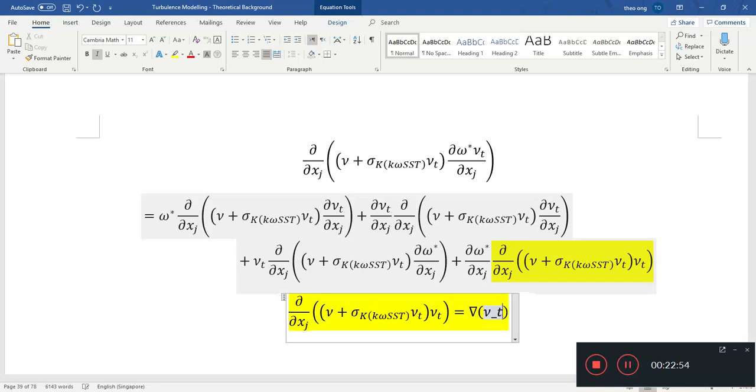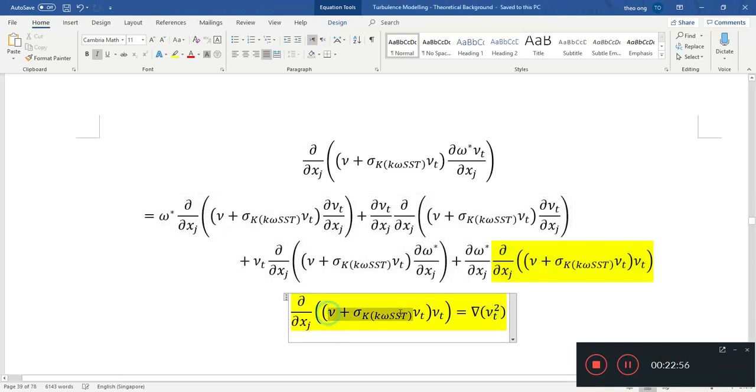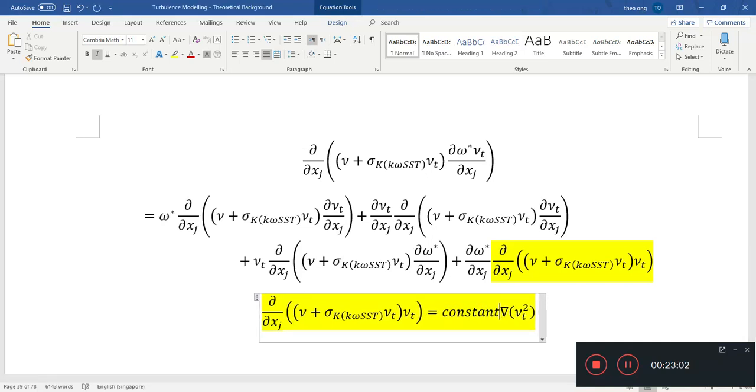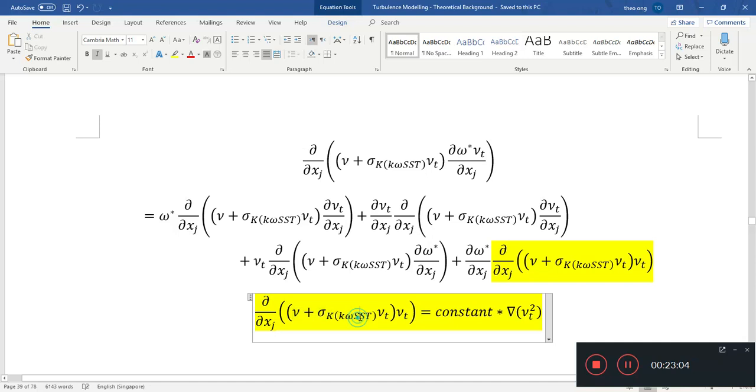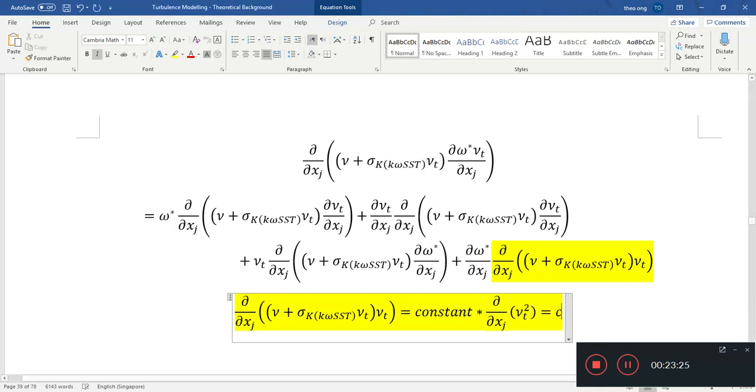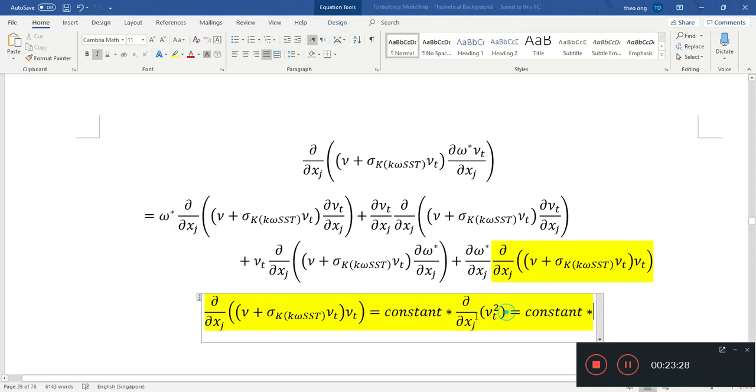nu t squared, because in the turbulent region, you have some constant times this. In the turbulent region, the turbulent kinematic viscosity is much bigger than the normal fluid viscosity. So in effect, this term can be approximated as a constant times the divergence of nu t squared, or else it looks like this. Some constant times this term here. It's a nabla.